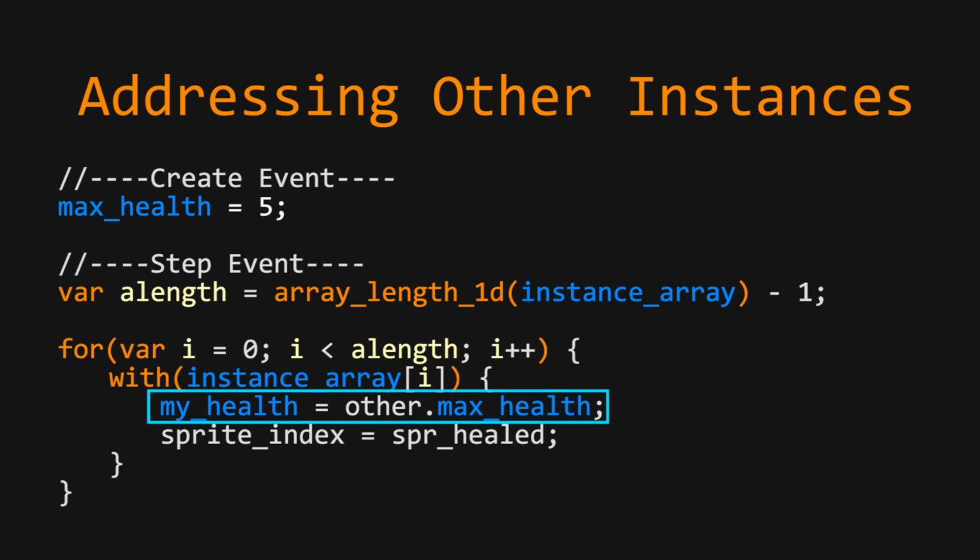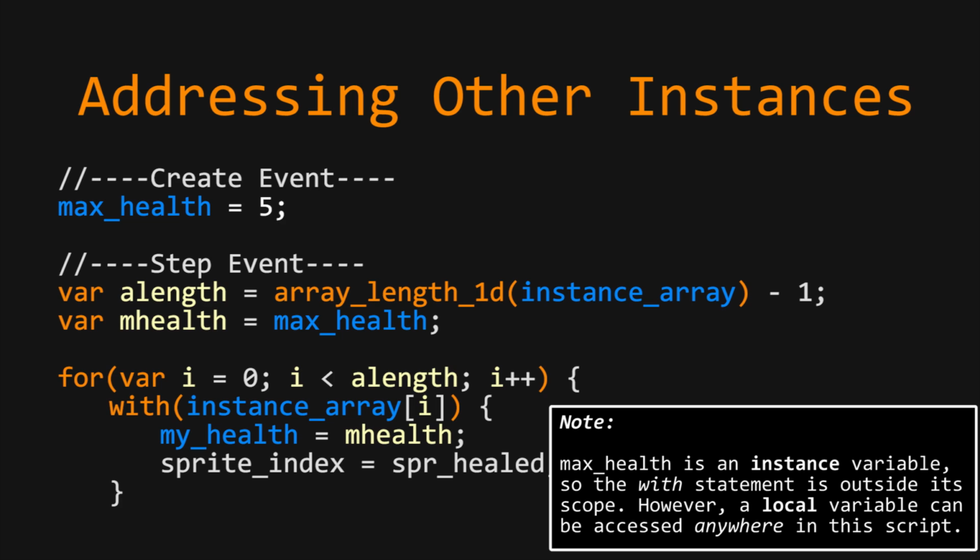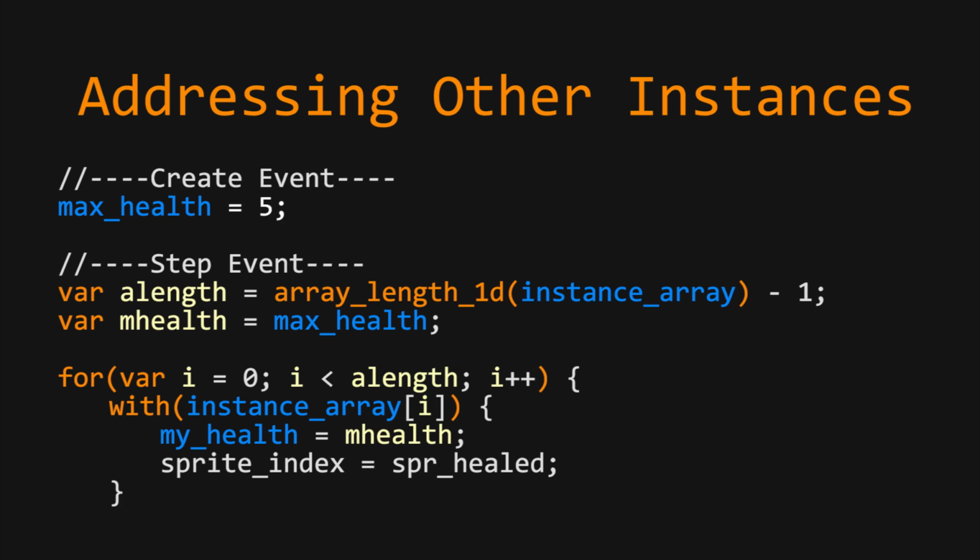So we've had to use an other prefix here to jump back to the original instance. So every single time we loop, this is going to require two jumps, first into an instance and then back to get the max health value. But we can use a local variable here so that we only have to jump once. Because unlike those instance variables, the scope of a local variable covers this entire code block. So we can just save the max health value to a local variable, mHealth, and then inside the loop, we can set myHealth equal to that value.